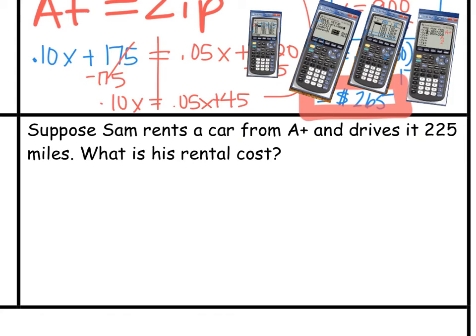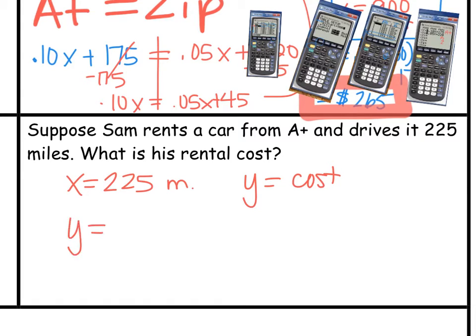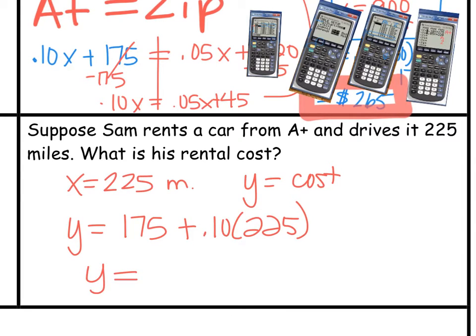Last question: suppose Sam rents a car from A+ and drives it 225 miles. What is the rental cost? So when x is 225 miles, I want to know what is the cost. We're just going to use A+'s equation. y equals 175 plus 10 cents times 225 miles, and that gives us a total cost of $197.50.